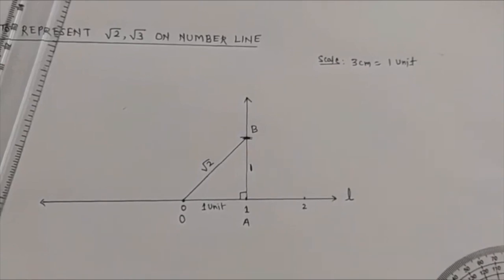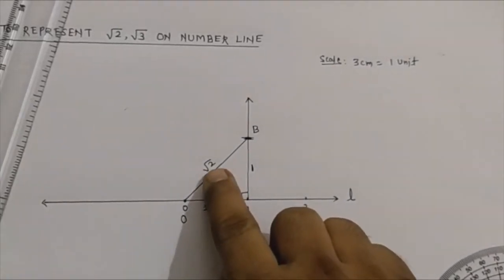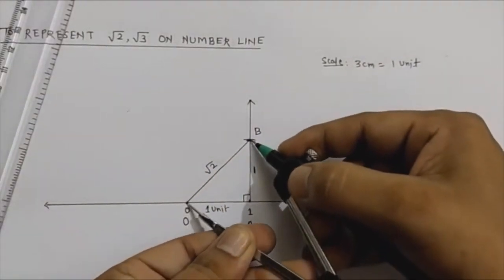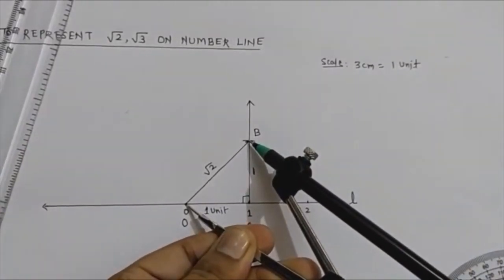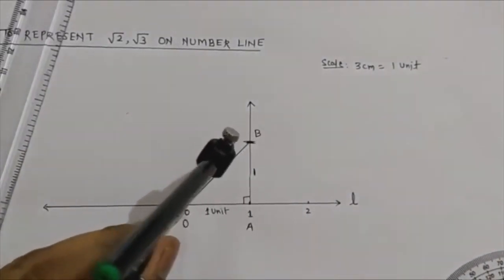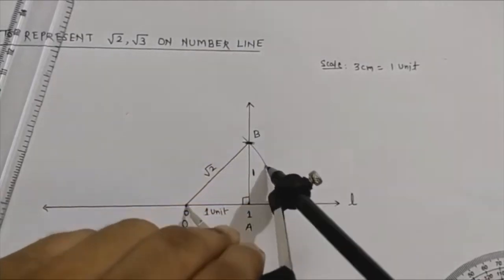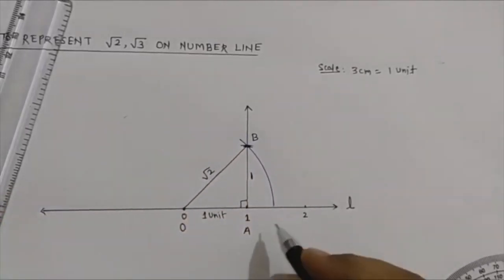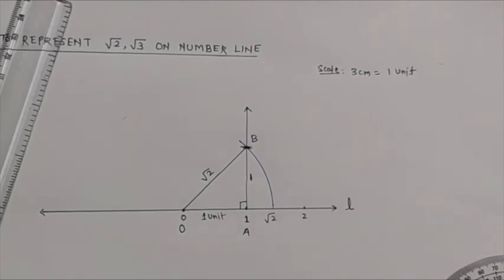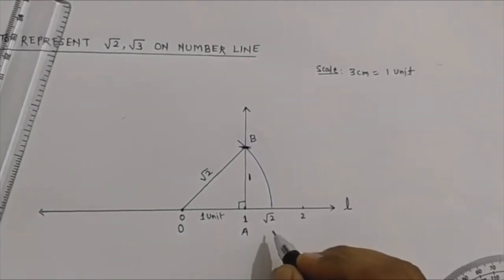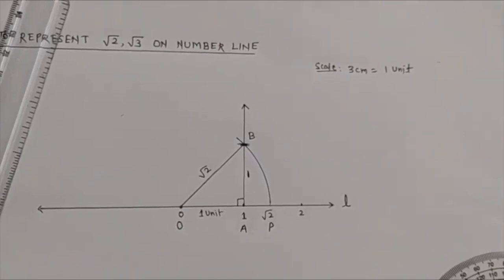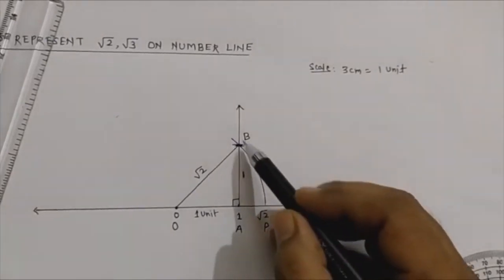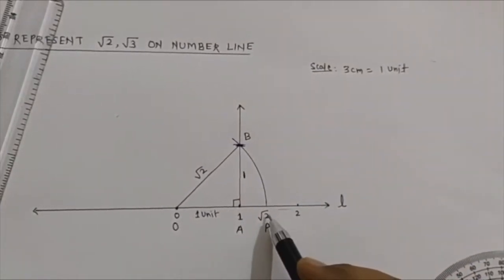After this, now to represent this root 2 on this line, keep the compass on point O and take distance O to B. You can see that, and from this point O you draw an arc on the line. So this you get as root 2. Name it point P. So this is how we got this root 2 irrational number on this line L. On a number line we got this root 2.